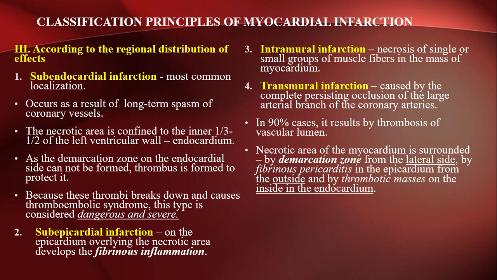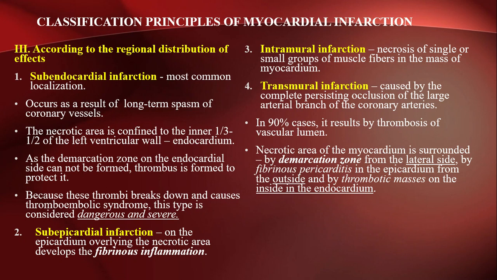Second type of infarction, subepicardial infarction. On the epicardium, overlying the necrotic area, develops fibrinous inflammation. Third, intramural infarction, necrosis of single or small groups of muscle fibers in the mass of the myocardium. Fourth, transmural infarction, caused by the complete persisting occlusion of a large arterial branch of the coronary arteries.